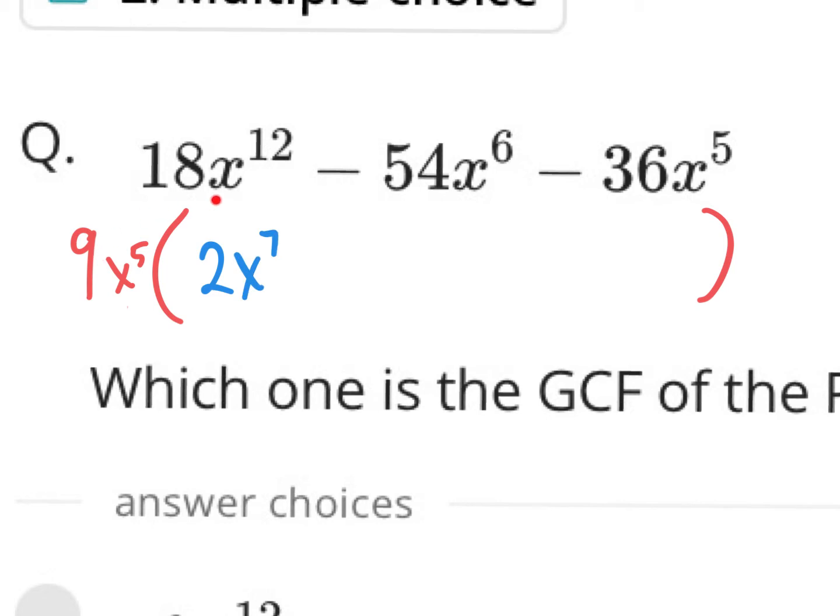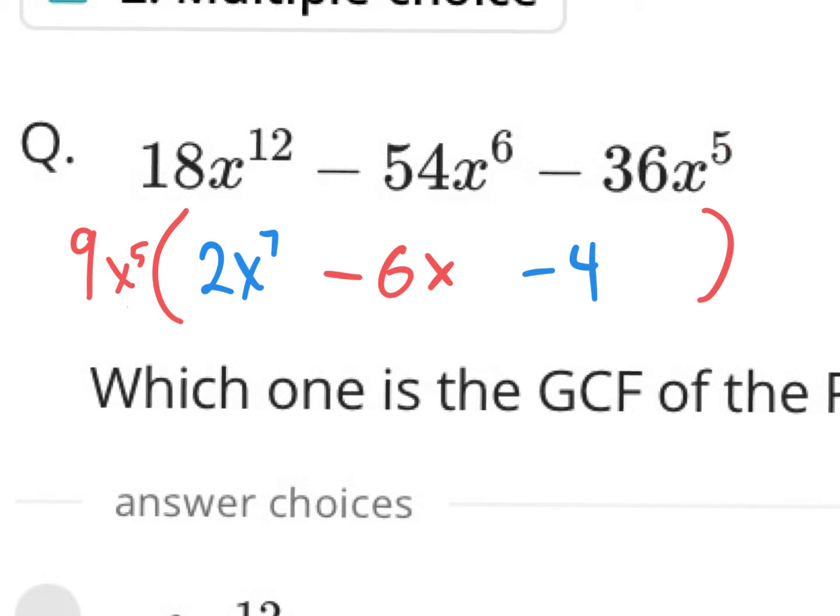And then 9 times what gets us to negative 54? 9 times negative 6 gets us to negative 54. And then x to the 5th times what gets us x to the 6th, that'll be another x. And last but not least, 9 times what gets us a negative 36, that will be a negative 4. And then x to the 5th times what gets x to the 5th, that's it.